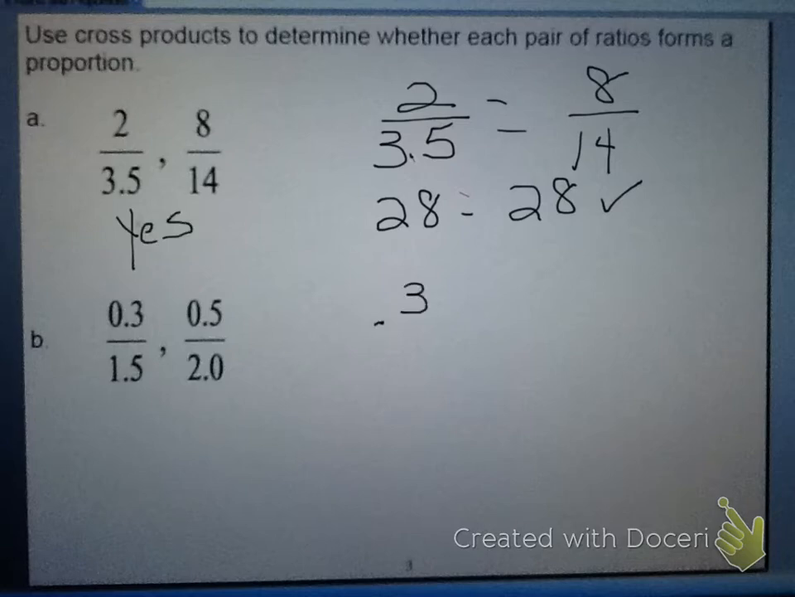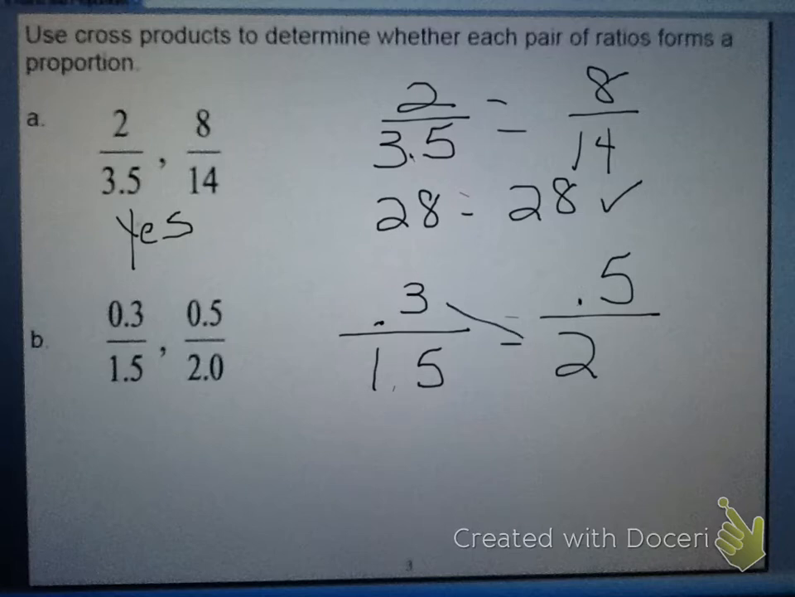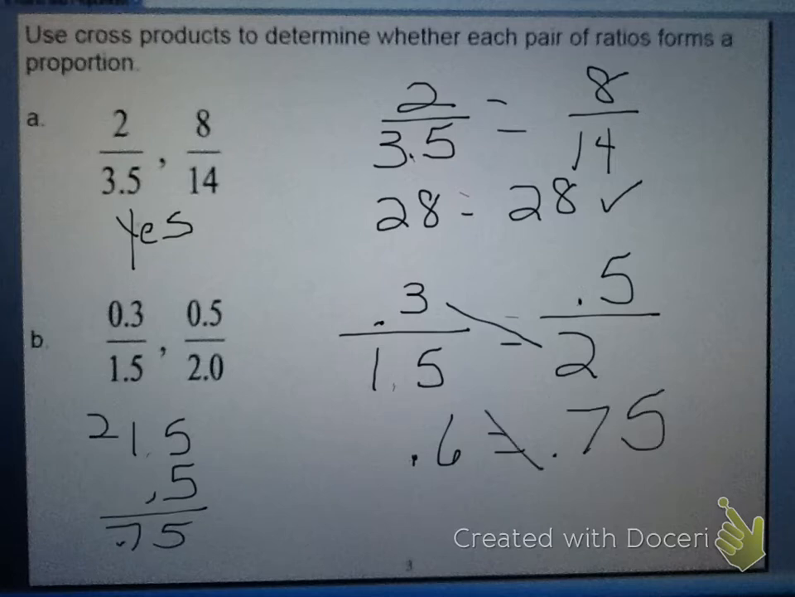Part B, 0.3 over 1.5 is equal to 0.5 over 2.0, which is just 2. 0.3 times 2 is 0.6, and 1.5 times 0.5 is 0.75, and that is not equal, so it is not a proportion.